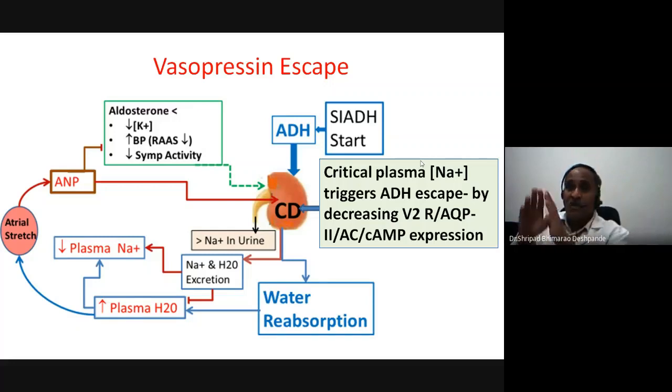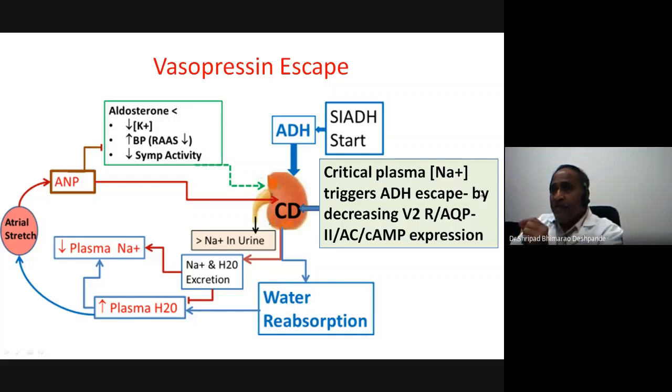So that means water balance is suppressed. This is the condition that produces the ADH escape or vasopressin escape. So the point to reach is the critical plasma sodium level.